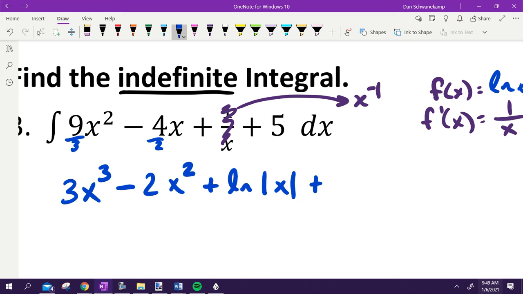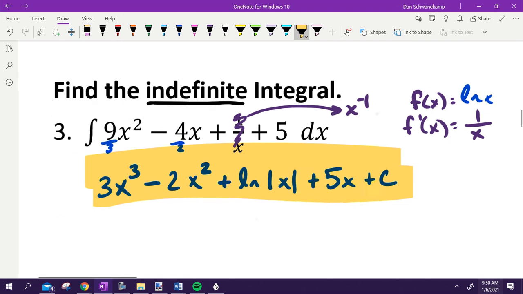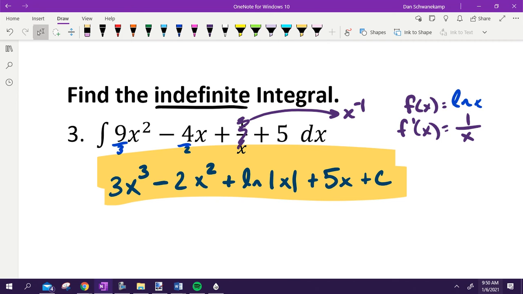Plus 5, I'm taking the antiderivative of 5, so I'm adding 1 to my exponent. So what's my new exponent going to be? 5x. Done. Plus c. Do not forget the plus c. You need it. That is my answer. Questions on 3? We doing all right?